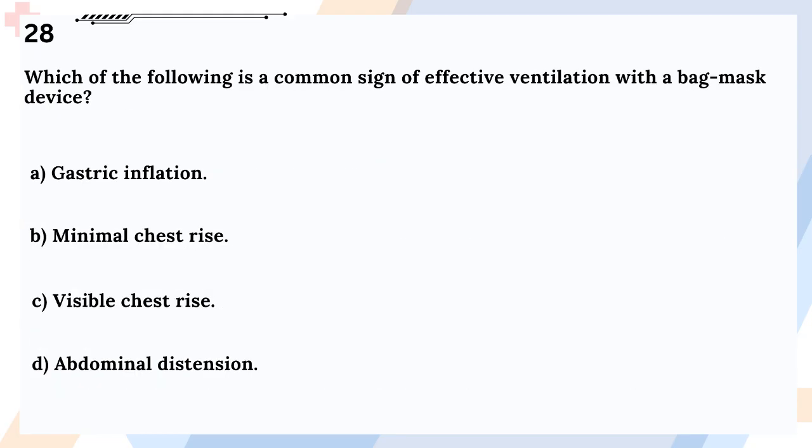Question 28. Which of the following is a common sign of effective ventilation with a bag mask device? A. Gastric inflation. B. Minimal chest rise. C. Visible chest rise. D. Abdominal distension.